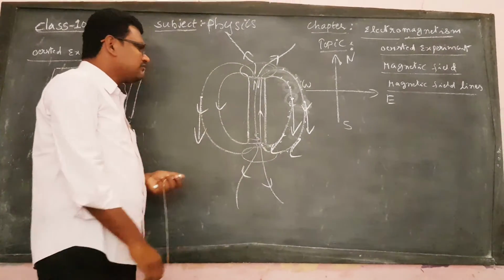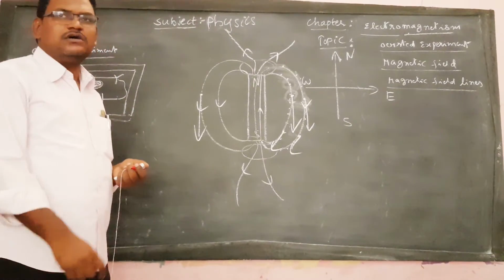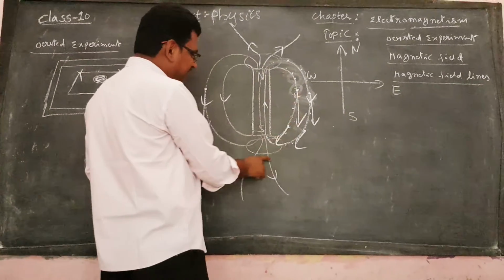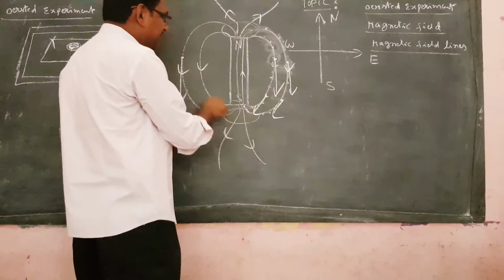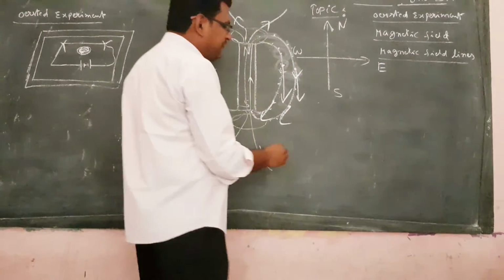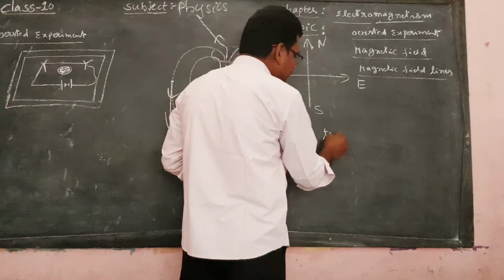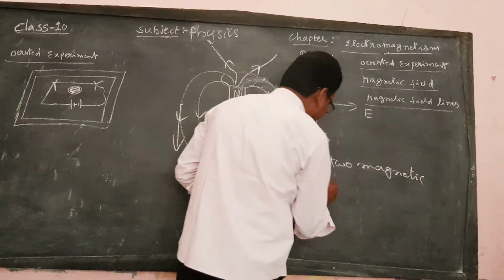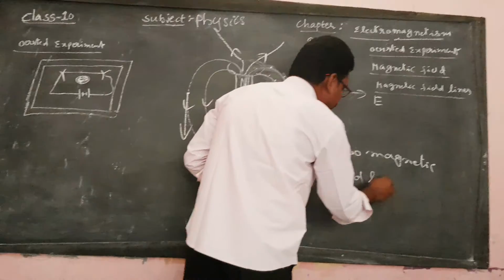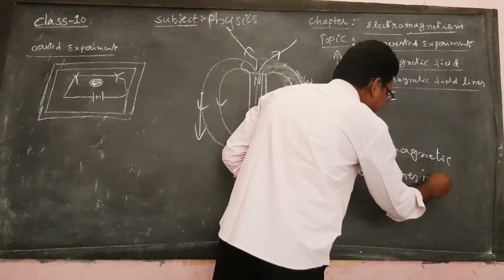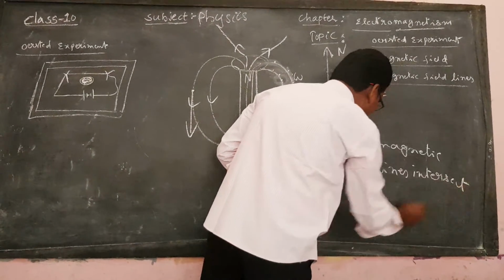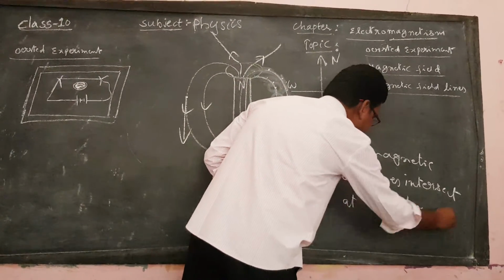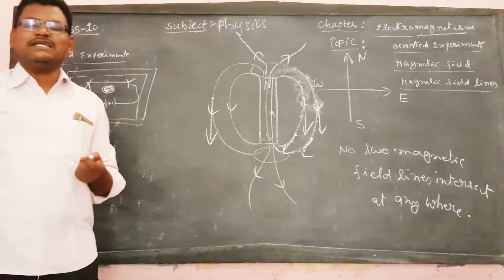Now see another characteristic of magnetic field lines. No two magnetic field lines intersect anywhere. Why do two magnetic field lines not intersect? What happens if they intersect?